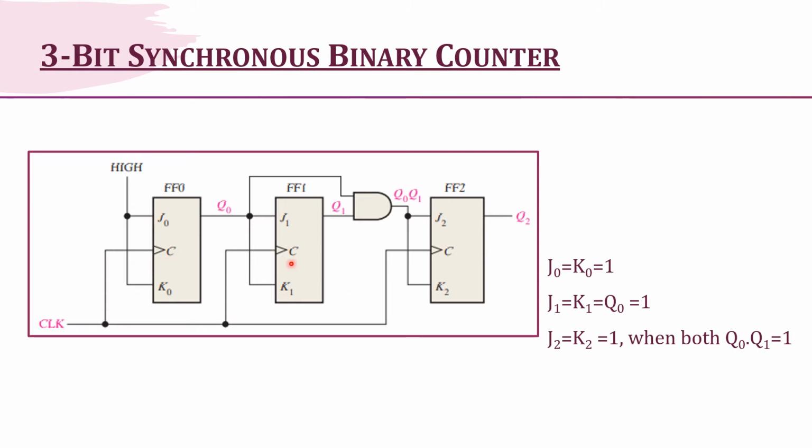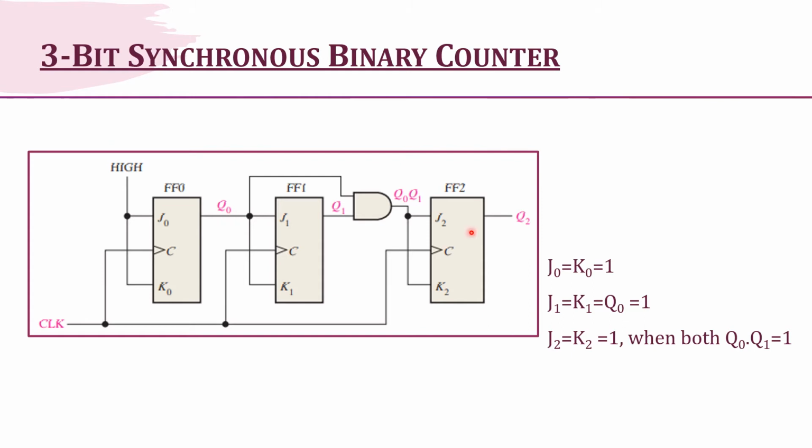Then what about Q1? Q1 will toggle when Q0 is equal to 1. That is, J1 is equal to K1 is equal to Q0. So FF1 will toggle only when Q0 is equal to 1.